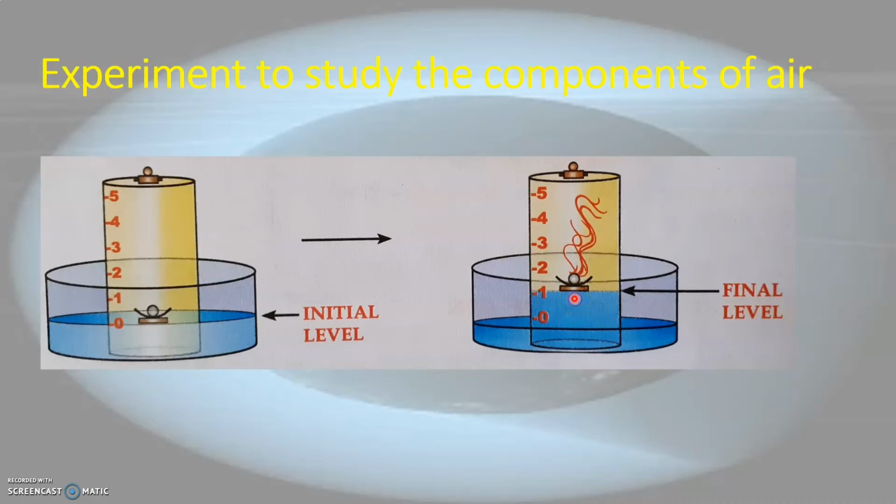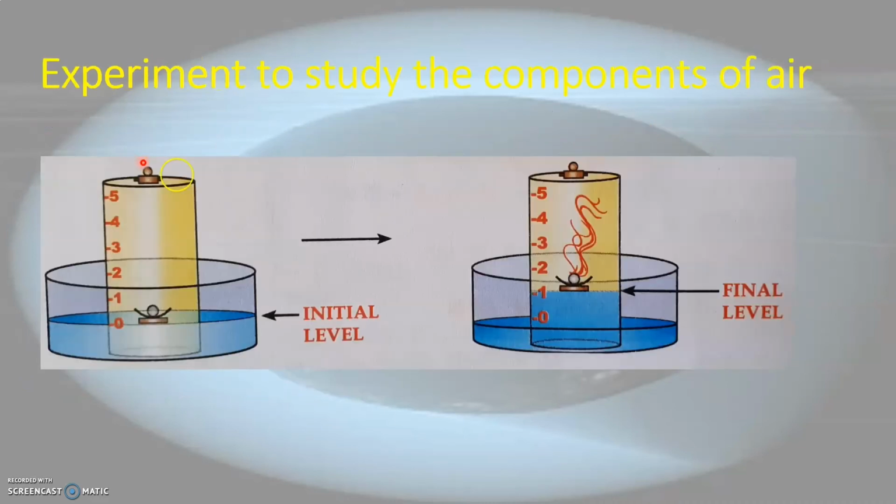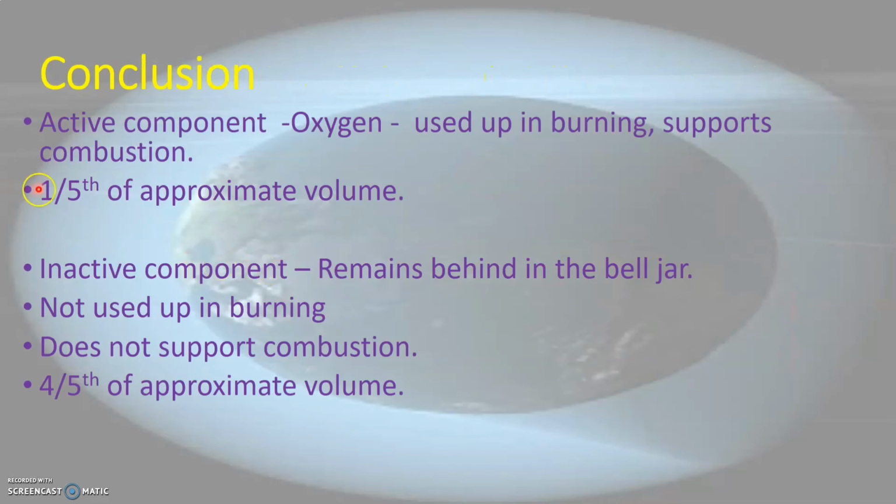Now from this experiment it is concluded that there is an active component present in air that reacted with phosphorus during the process of burning. And that active component is oxygen. So the active component is oxygen, and it is this oxygen that was used up in the process of burning. And oxygen supports combustion. Since the level of water has increased to the mark 1 only, this indicates that 1/5 of the volume of air comprises oxygen gas.